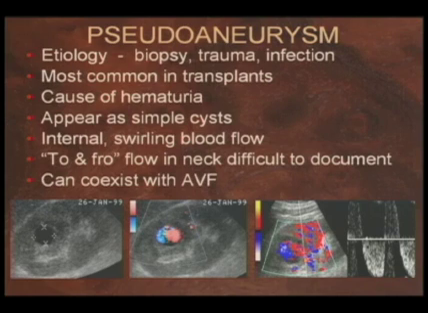As we mentioned earlier, they can appear as simple cysts, as we see here, but they'll have internal blood flow, as you see on the Doppler image. The to and fro pattern in the neck of a pseudoaneurysm that you commonly see in pseudoaneurysm in the groin is much more difficult to diagnose in renal pseudoaneurysms, but occasionally you can see it, as we see here. And remember that they can coexist with arterial venous fistulas.